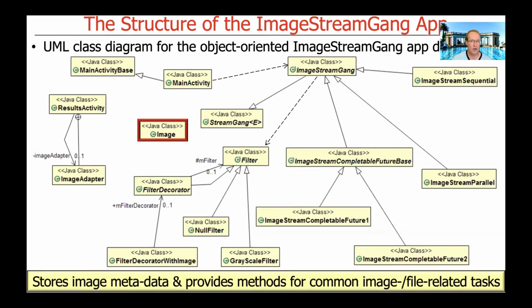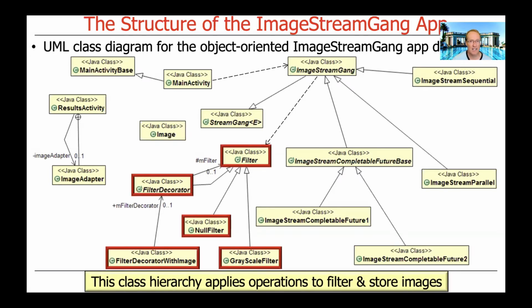There's also some other helper classes that are used. There's an image class that keeps track of images. There's a whole class hierarchy for doing filtering that uses the decorator pattern. So we can end up applying different kinds of image filters to process the images we've downloaded, transform them in some way or another, and then store them to persistent storage.